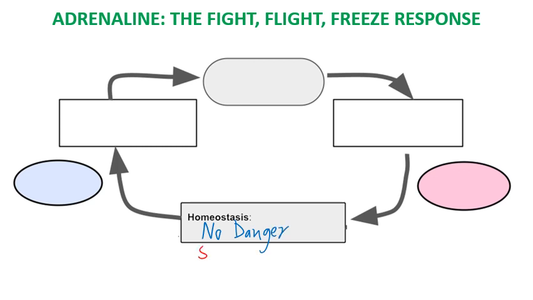So we can call that the set point as well. You don't want to have danger in your everyday life. So the next thing we have is the stimulus. The stimulus was seeing something dangerous.